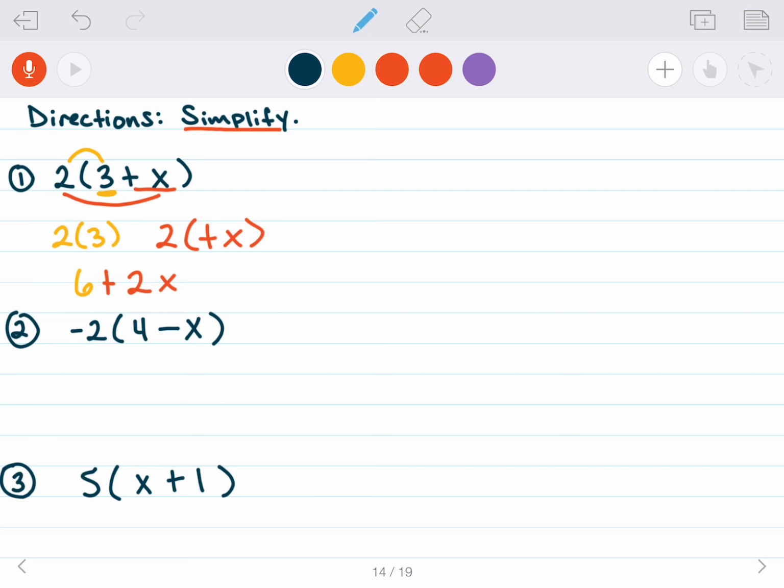Now, if we're multiplying a number times a variable, we're not dealing with like terms here. So don't get those two confused. We can always multiply unlike terms, but we can't add or subtract them. So this is our final answer when we distribute. We have 6, and 2 times positive x is positive 2x. This is our answer. Okay, the next one we have negative 2 times 4, followed by negative 2 times negative x.